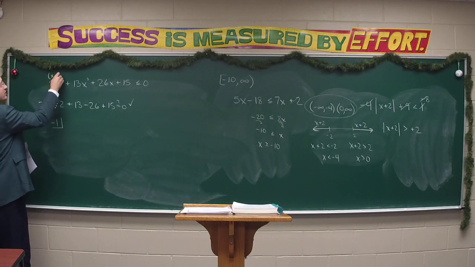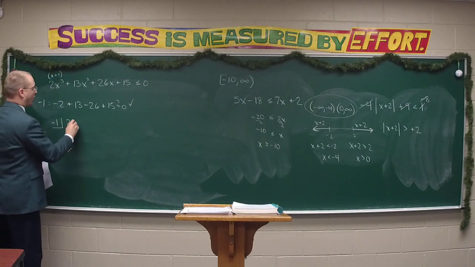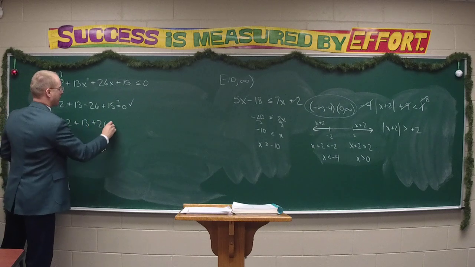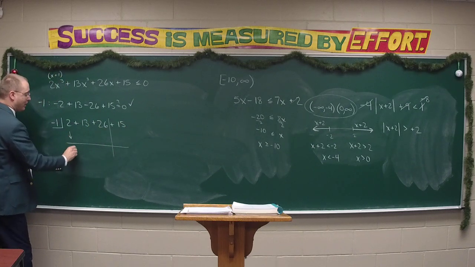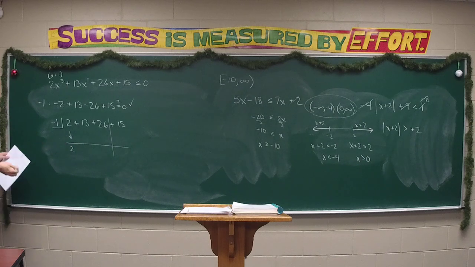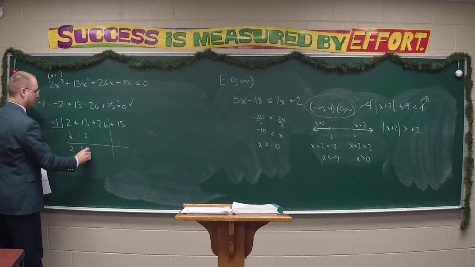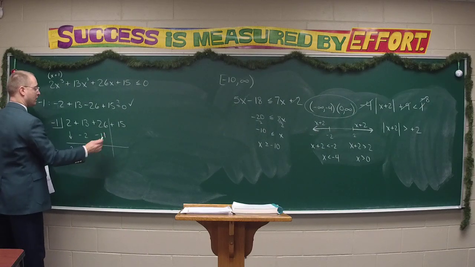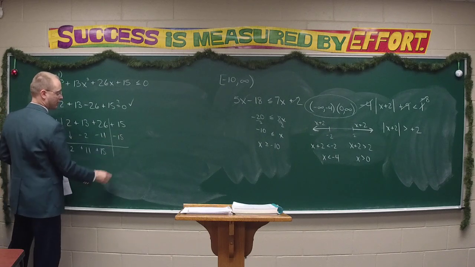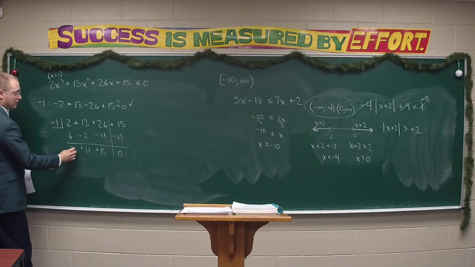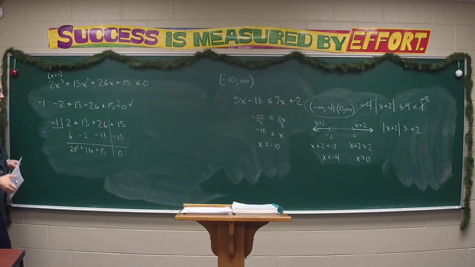We could say a factor is x plus 1. We just had no way of knowing that before. We'll list out all of our coefficients beside it, draw the crisscrossing lines, bring down the 2, and then multiply. What do you get? Negative 2. Add 11, negative 11... that gives 15, negative 15. So 2x squared plus 11x plus 15.